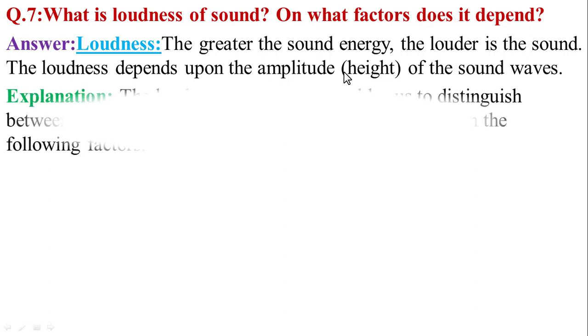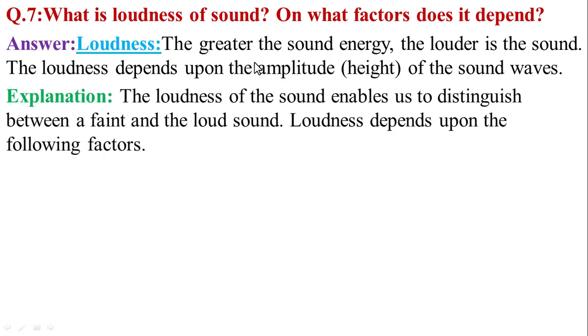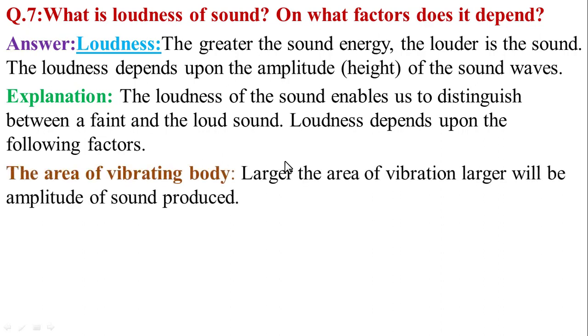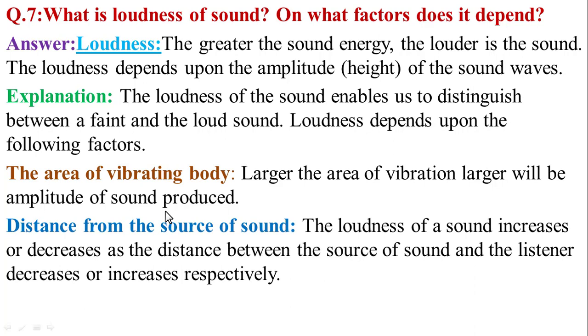Now we will discuss in explanation: the loudness of sound enables us to distinguish between faint and loud sound. So loudness depends upon the following factors. First of all, the area of the vibrating body. The larger the area of the vibrating body, the larger the amplitude of the sound produced. Now we can also say the distance from the source of sound.